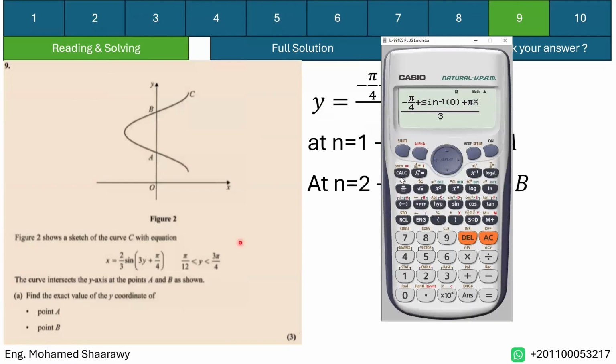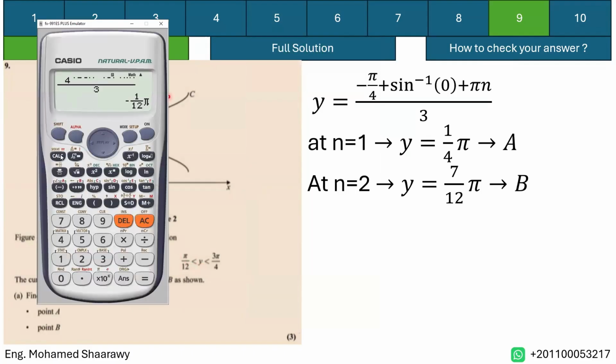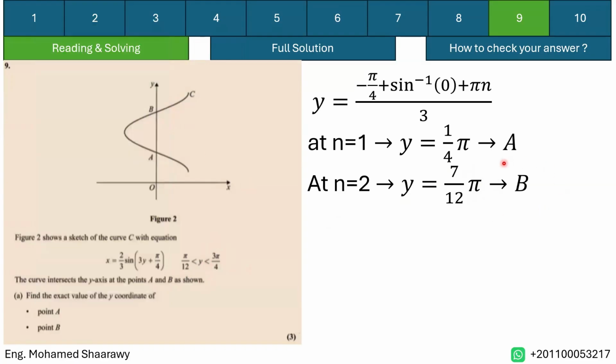So let's try this at 0. Okay, it's negative 1 over 12 pi. Is this in the interval? No, so it's rejected. Okay, let's try another value, which is 1. It was 1 over 4 pi, and actually 1 over 4 pi is accepted because it's in this interval. Okay, let me try 2. It became 7 over 12 pi, which is actually also in this interval. If you try to get 3, you'll find yourself out of this interval. So A has the least amount of y and B has the most amount of y. So A is the small and B is the large one.